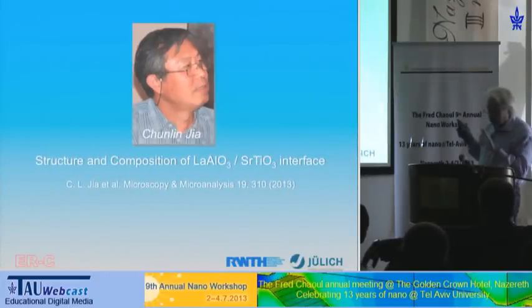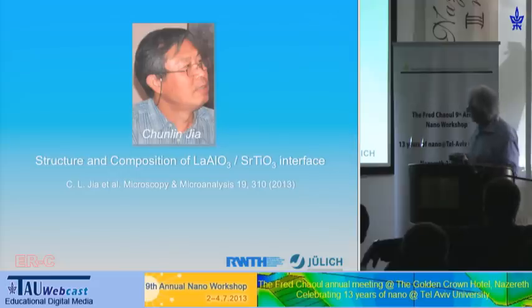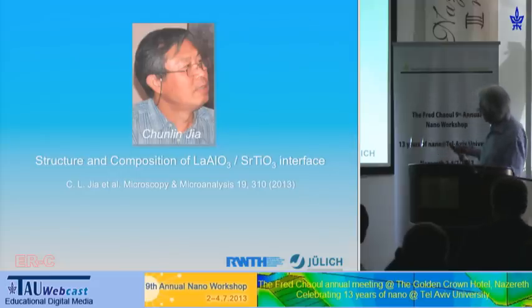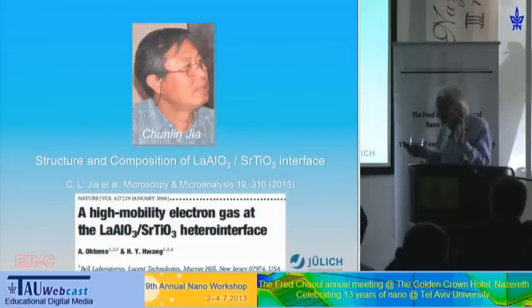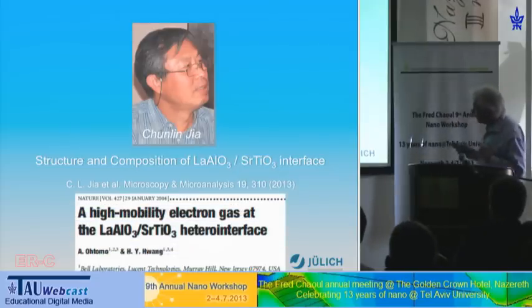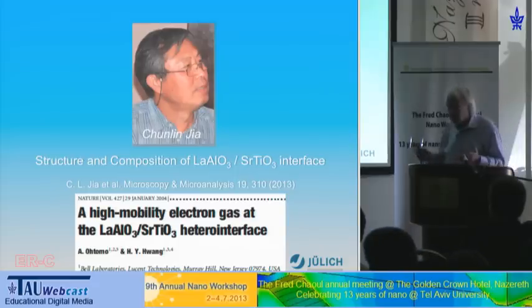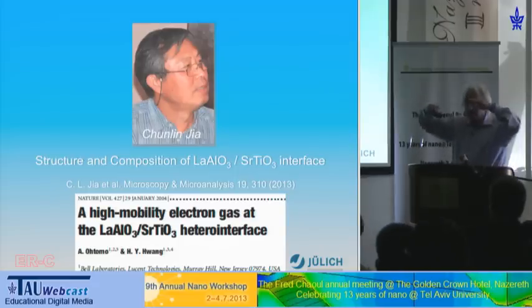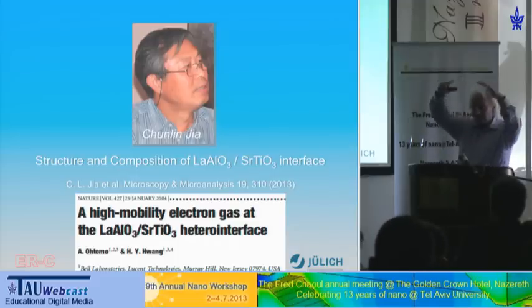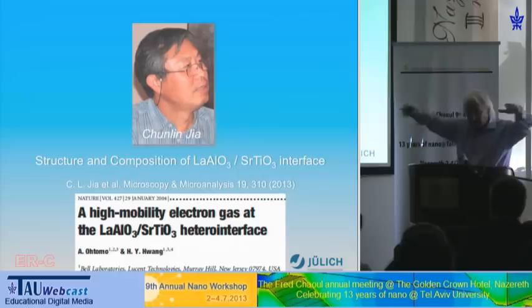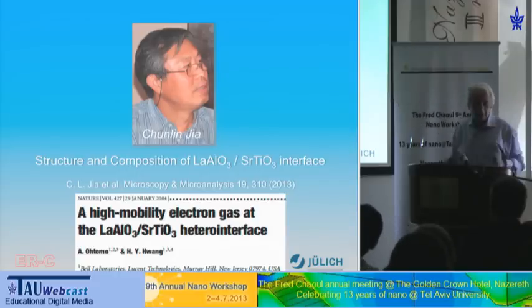So this is a very brief glance of very recent work. We are interested here in the interface between lanthanum aluminate and strontium titanate. Both are insulators. But about 10 years ago, Ohtomo and Hwang found that when you construct an interface between strontium titanate as a substrate and lanthanum aluminate on top of it, you get an interface which is a metallic conductor.